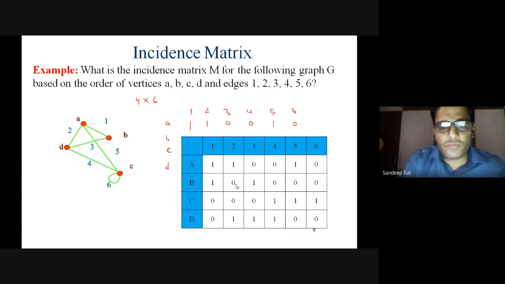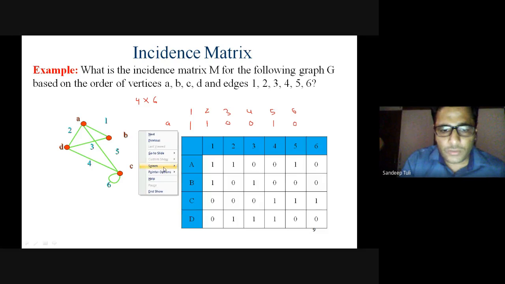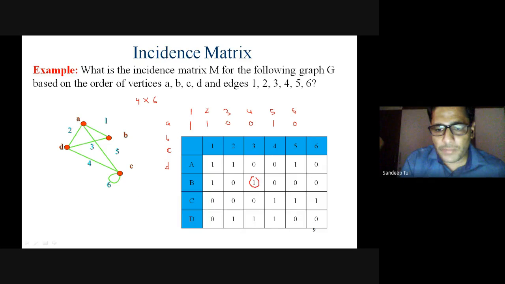So what does it mean actually? Suppose the entry 3, 1 is 1. Say this entry 3, 1. So what do we mean by that 1? We can say that the edge 3 is incident on the vertex B. That's why the entry is 1. Is it okay? Now coming on to the directed graph.